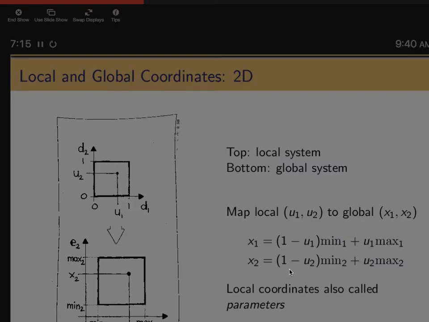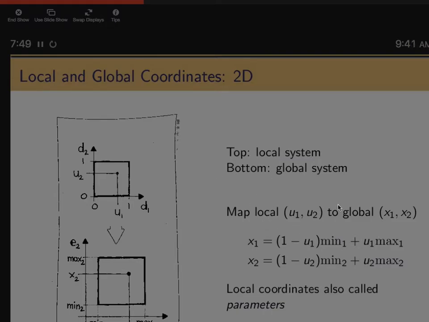So these parameters, u1 and u2, we're going to call our local coordinates, or parameters, and then we're going to solve for x1 and x2. Now, if you want to derive the algebra for how to relate these, you can, because it actually turns out to be easier to do the mapping from global back to local, and then flip the equations to solve for u1 and u2 instead of x1 and x2. Any questions about how that transformation happens?